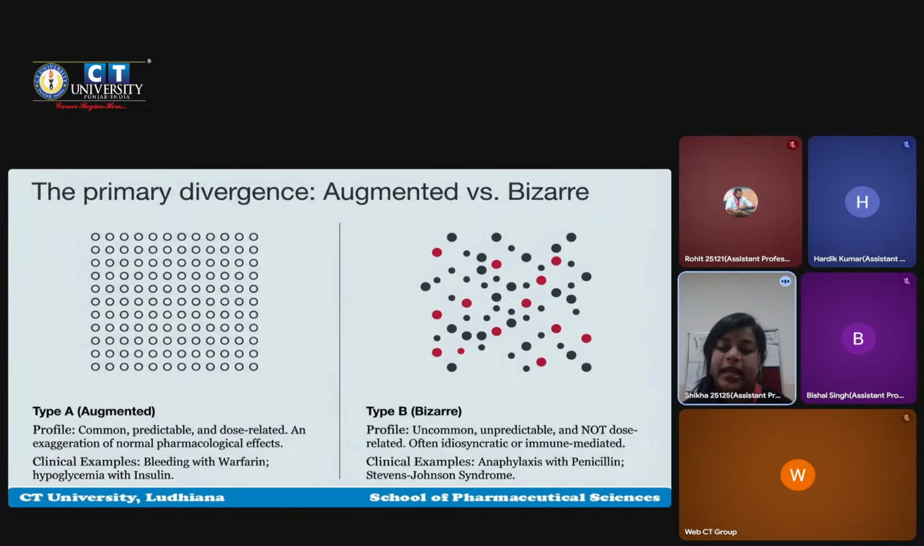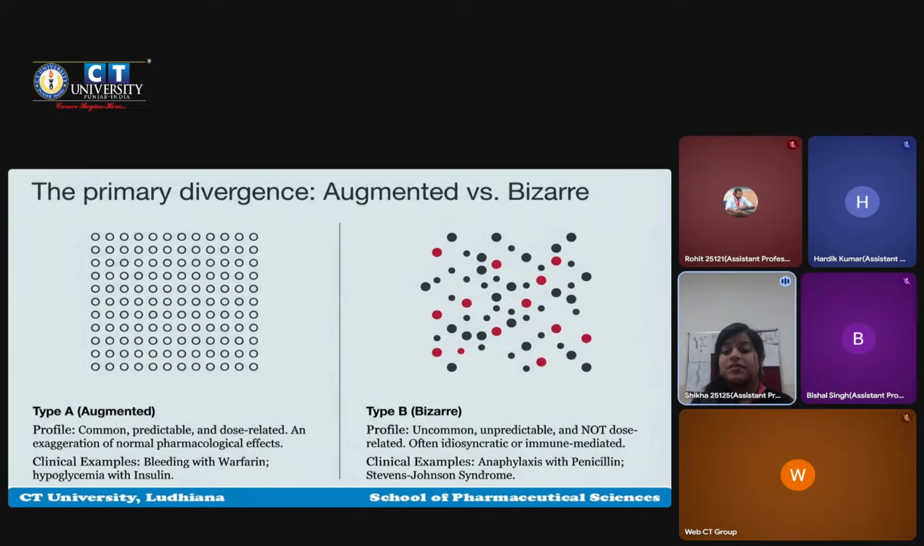Okay, so we were at type B, that is bizarre. It is uncommon, unpredictable and not dose related. Examples are anaphylaxis with penicillin. Anaphylaxis means that when you are taking any kind of medication, especially penicillin, it can cause a severe allergy, which is very painful and very itchy. That is the side effect of having an ADR with penicillin.